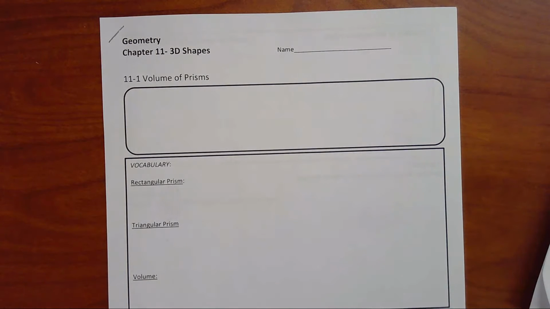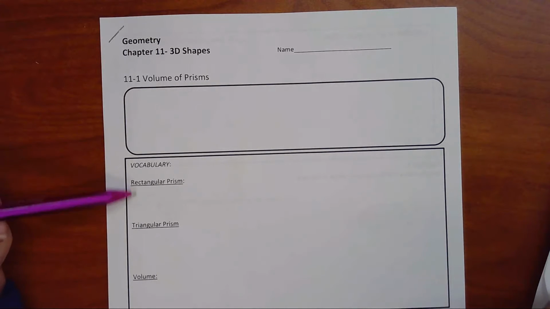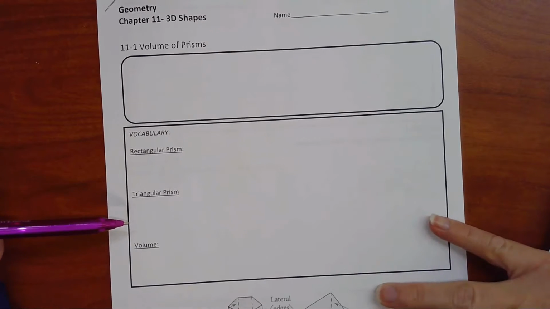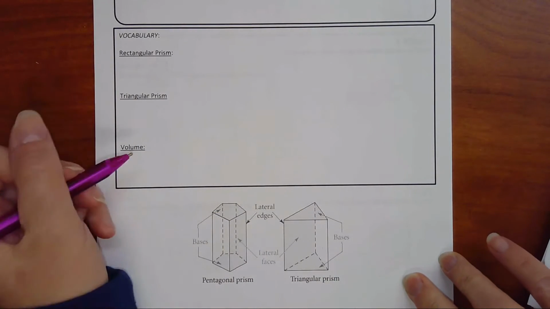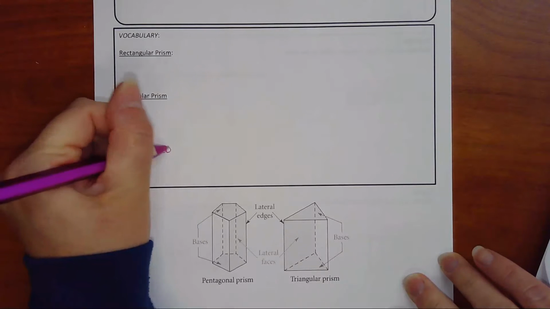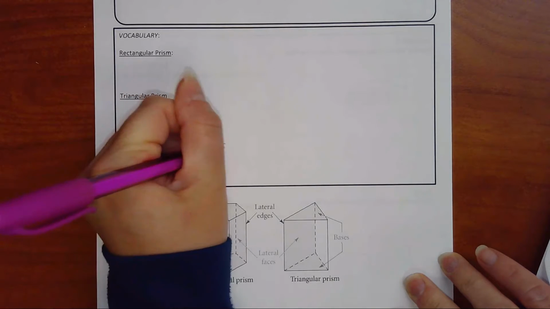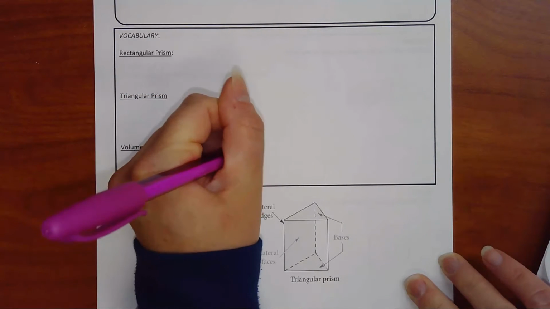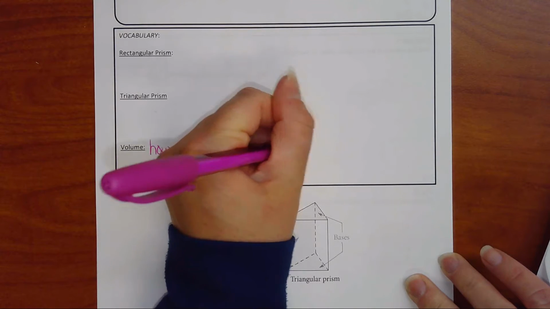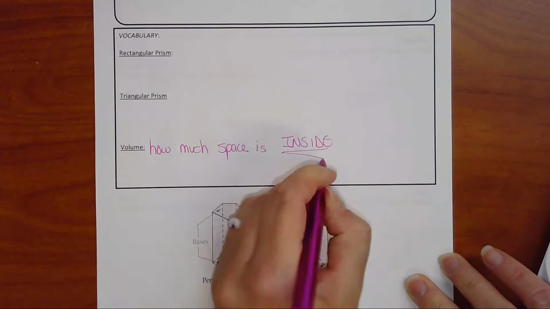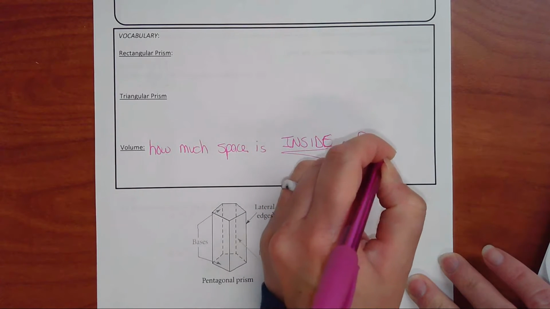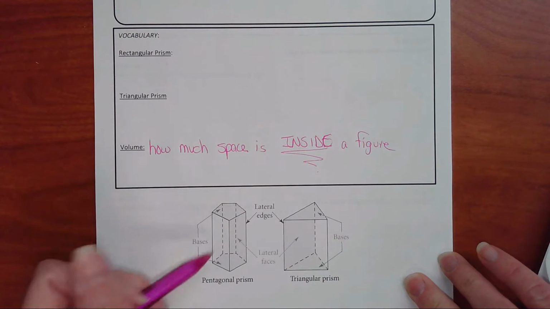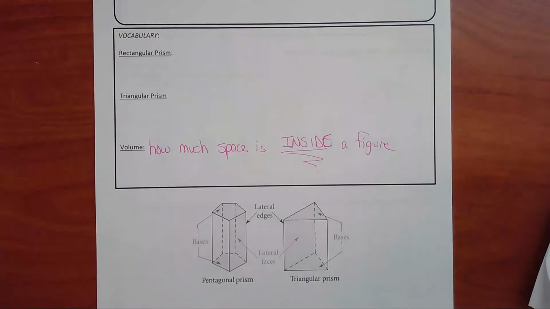So there are two types of shapes or figures that we are going to be finding the volume of today. And first thing, let's chat about what volume is. So volume is how much space is inside a figure. So we're going to figure out how much can we fill something up. So we're thinking about a present, how much can I put inside of the box or whatever.